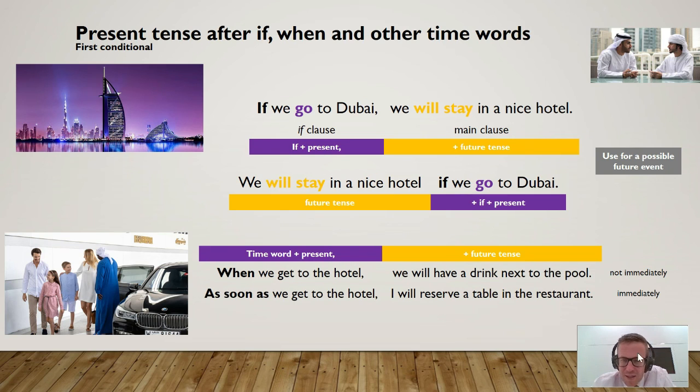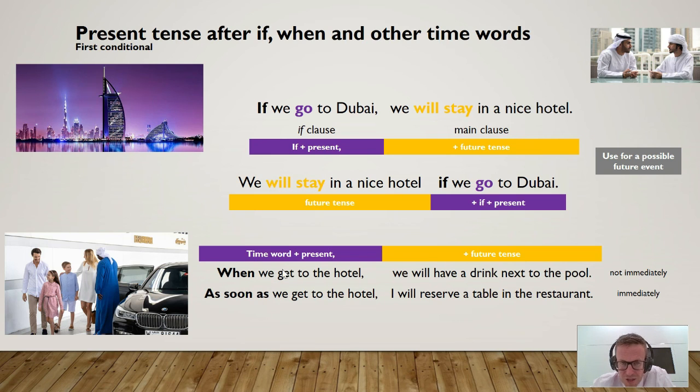When means after, but not immediately. First we'll go to the room and do this. As soon as we get to the hotel, I'll reserve a table in the restaurant. This means immediately, so probably in the next minute, this man will go to a person and say, I want a table in the restaurant, to make sure they get a good table. Notice we're using the same structure as if plus present, as soon as plus present.